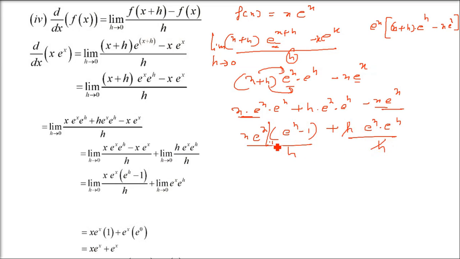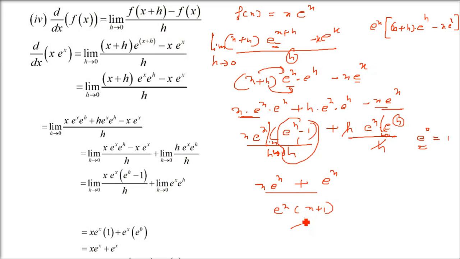First of all, limit of (e^h minus 1) by h is going to be 1. We have already seen this. So only x e^x will remain. Now e^x, now e^h. Now put h as 0. Anything to the power 0 will always be 1. So we have 1 here. So now here you can take e^x common from here, and x plus 1. This is the final answer. Well, you can put it like this only.